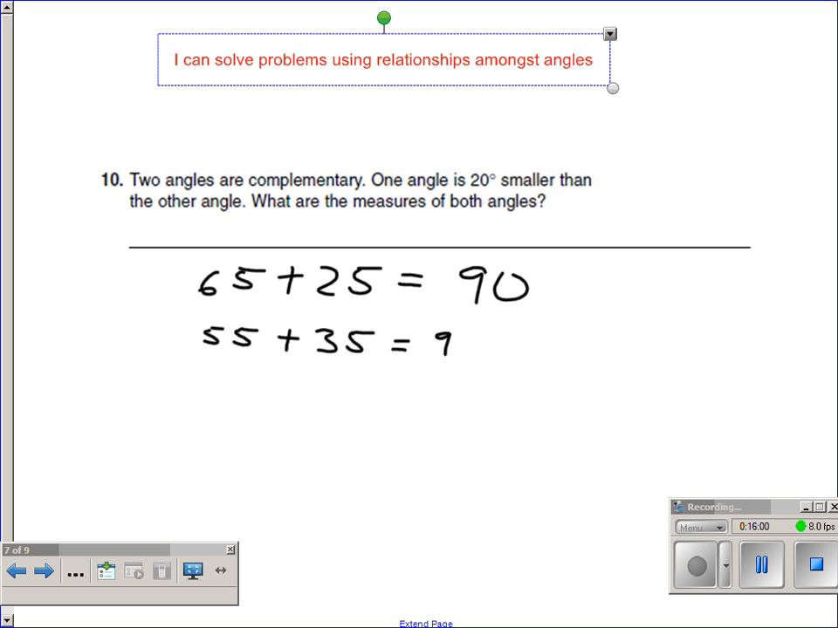Okay. Now there's other ways to do it. We talked about 45 and 45 adding up to being 90. Then those two would be congruent. Well, one way to get a 20 difference is to add 10 to 45 and then subtract 10 from the other 45. If we take 45 plus 10, we get 55. And we take 45 minus 10, we get 35. And we add them together and we get 90.